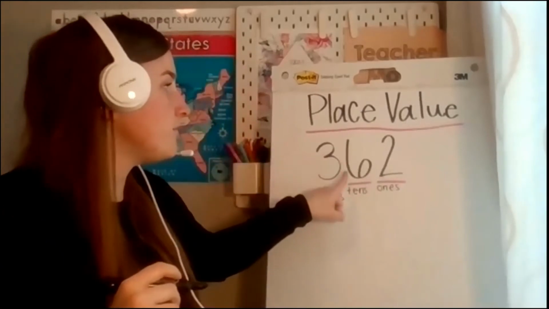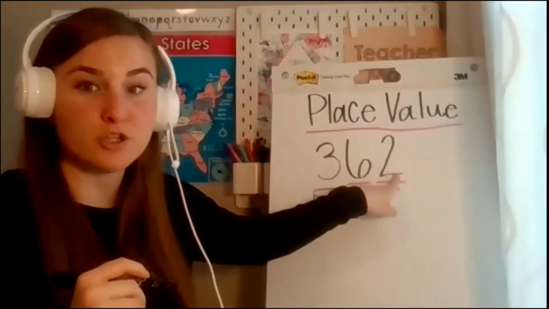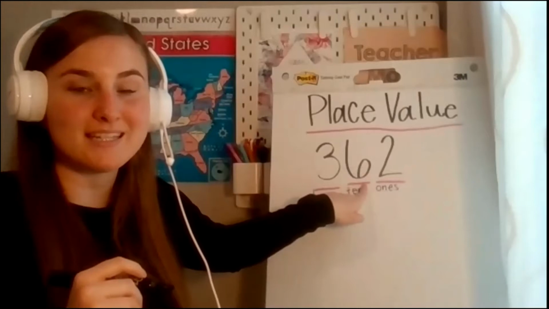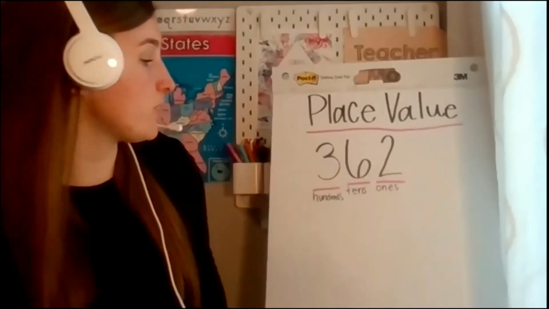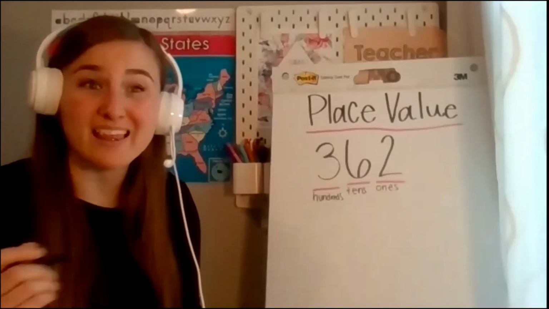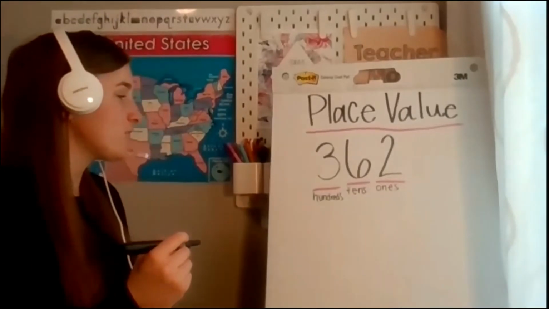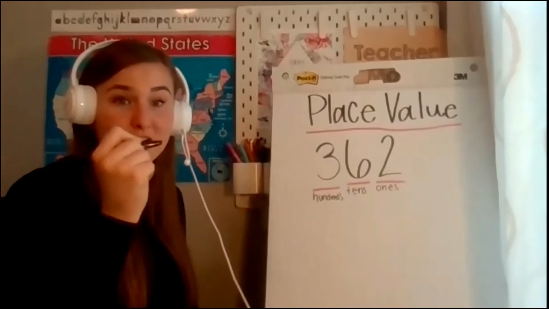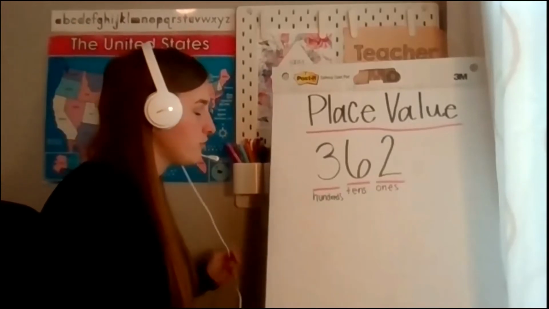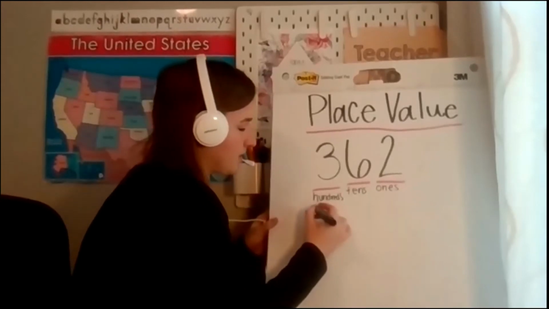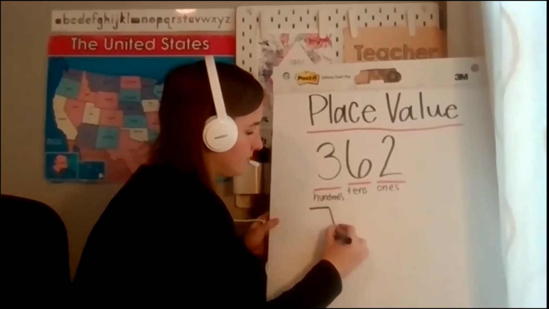Okay, so we have 362. 3 hundreds, 6 tens, and 2 ones. And we're going to go ahead and draw that with place value blocks. Okay, second grade. So if you remember, for hundreds, we use a square. And so we are going to draw 3 squares to represent 300.